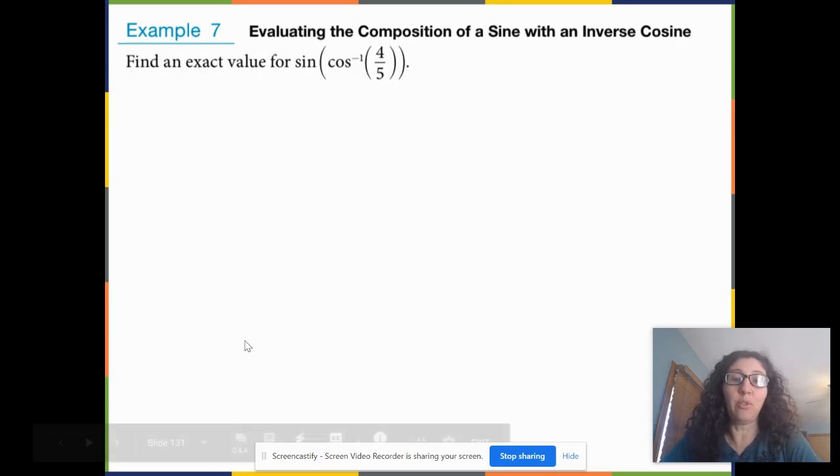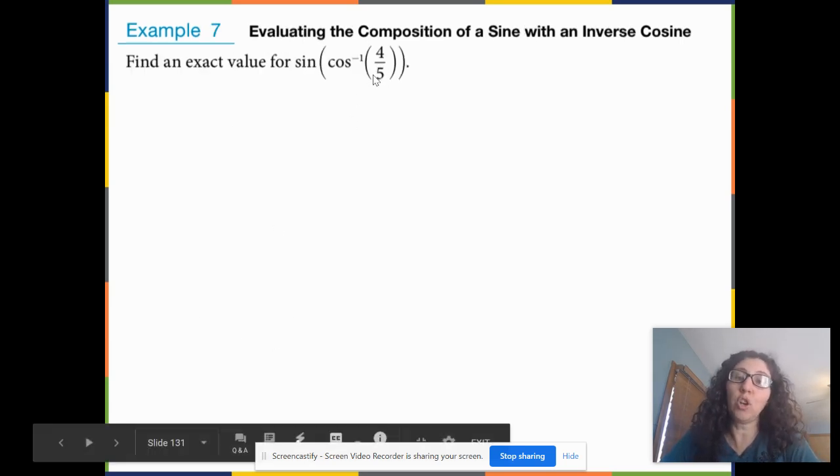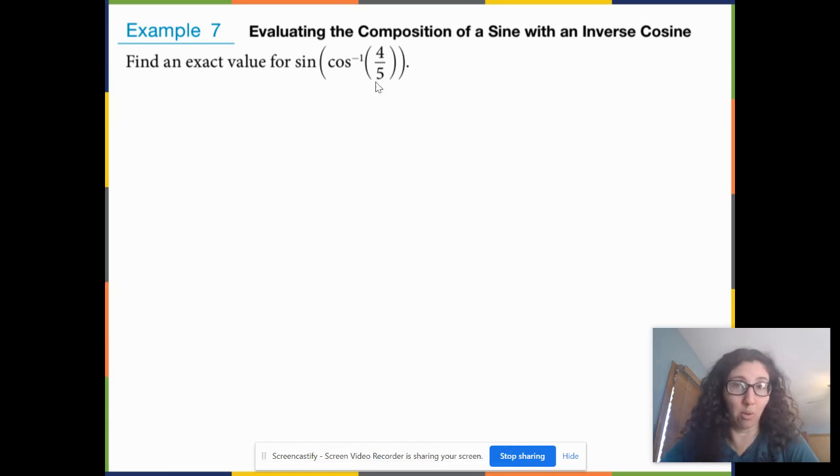Okay, well, what if we have something like this? Inverse cosine of 4/5. This is not one on our table. So how can we solve this? And we want to find an exact value. So we don't want to just stick this in our calculator and see what comes out.